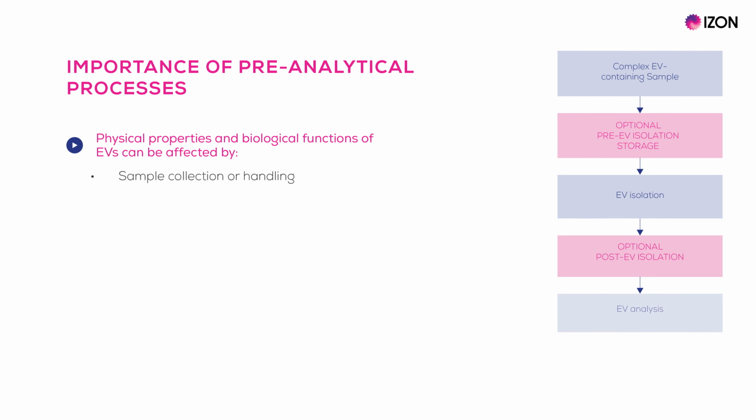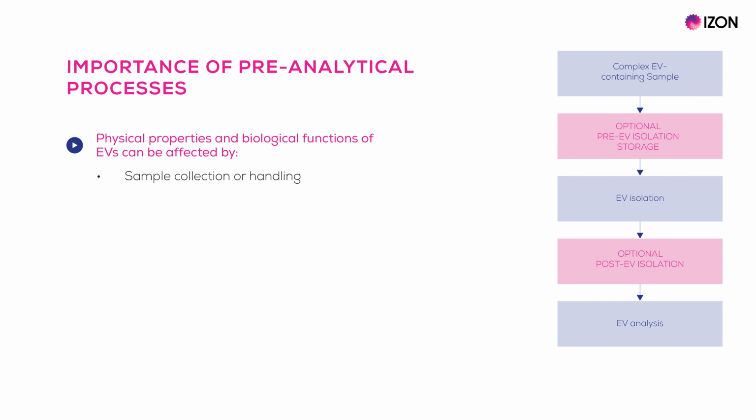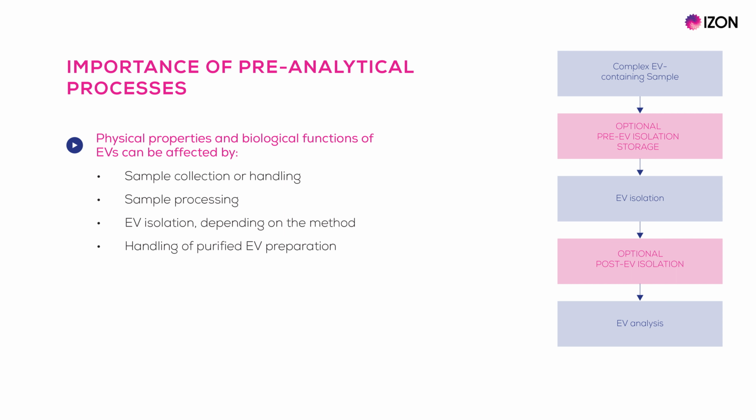As mentioned in the previous video, considering EV storage is an important part of obtaining results that reflect the original physiological state of EVs in the sample. Researchers need to be confident that their methods have not altered the recovery, physical properties or biological functions of the EVs. This includes all steps prior to EV analysis and pre-analytical processes such as sample collection, handling, processing and EV isolation. As there are unique complexities associated with each sample type, ideally there should be standardized sample-specific protocols for sample collection, handling and EV isolation that maintain EV function and integrity.